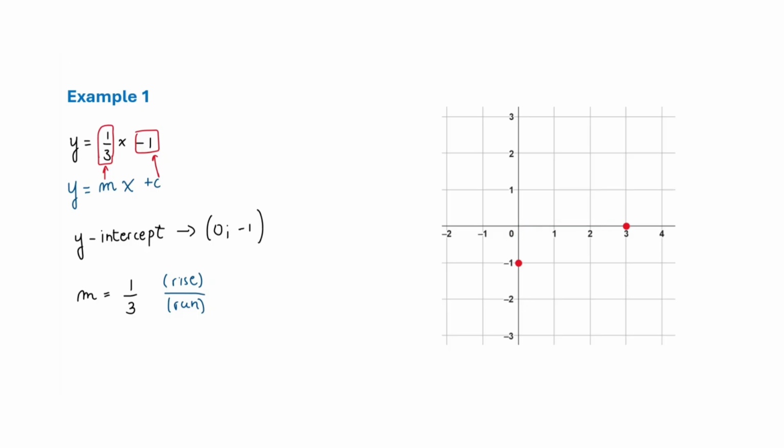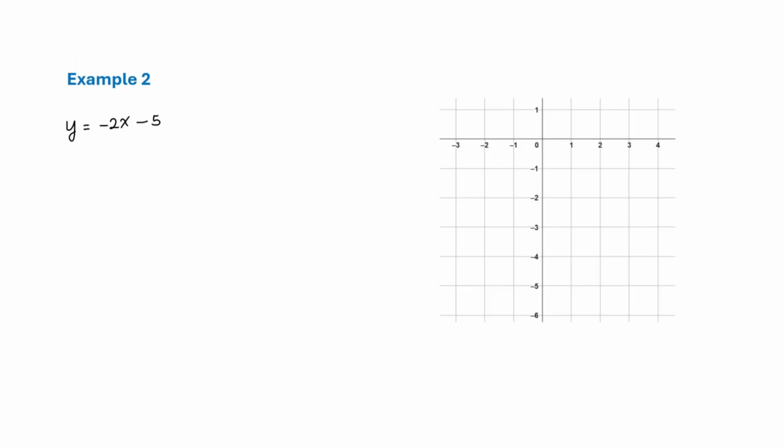Now we have 2 points, and since only one straight line passes through 2 given points, we can draw the straight line through them. This is the graph of y is equal to 1/3 x minus 1. Now let's look at example 2. Plot the graph of y is equal to negative 2 x minus 5.